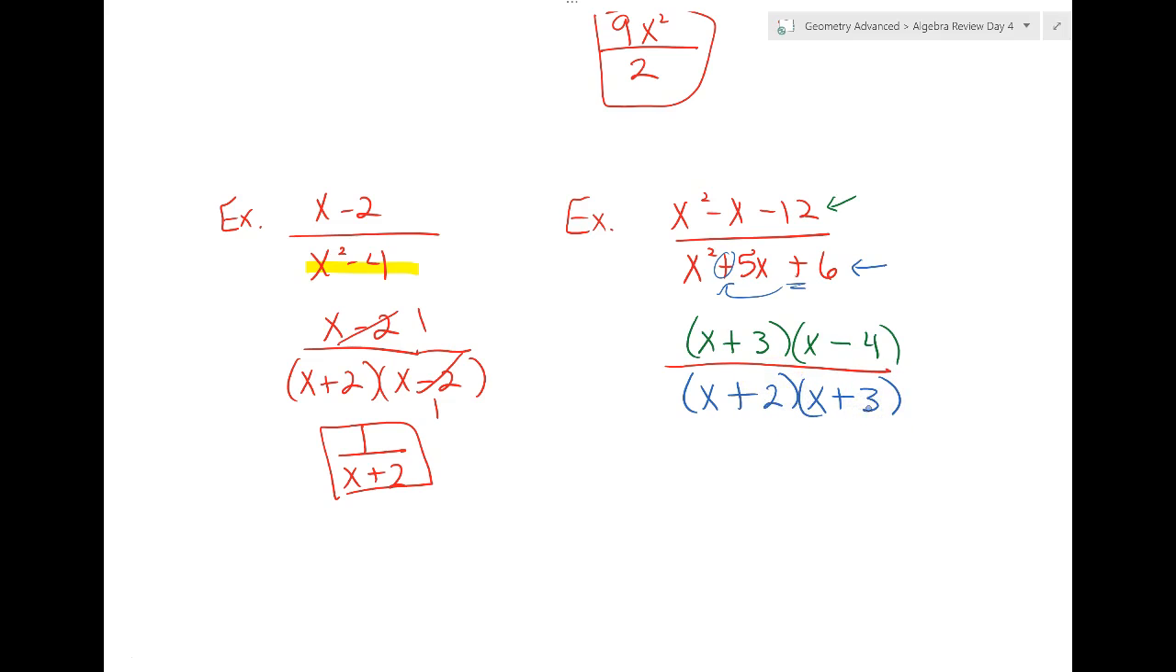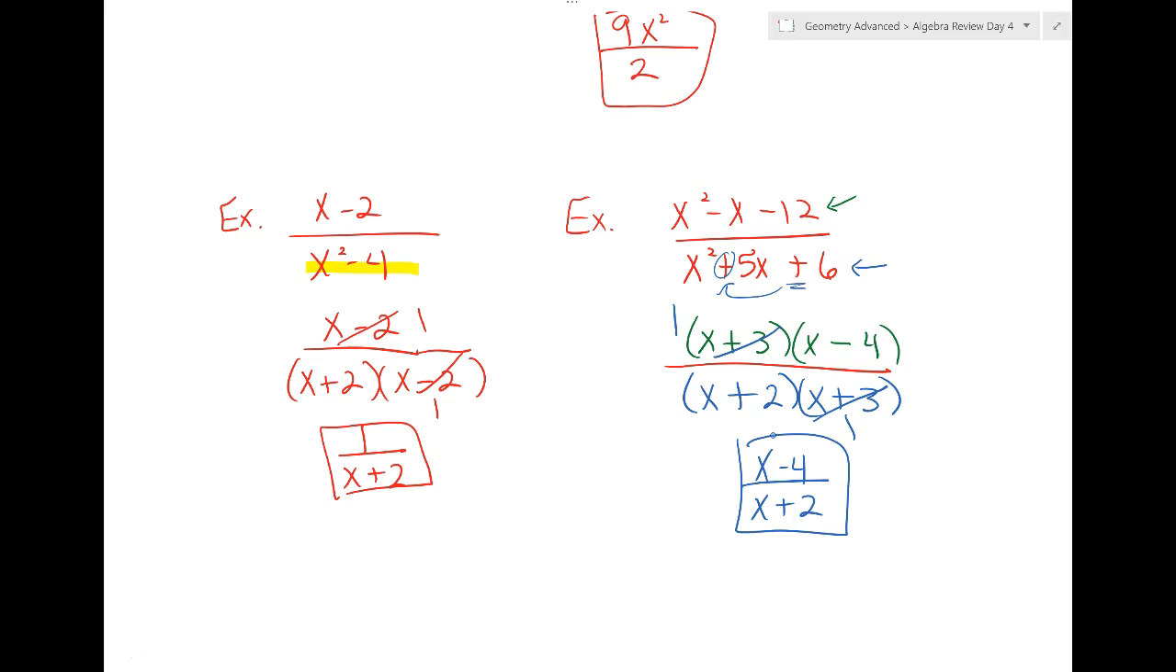Now, do you see anything that's the same in the numerator and the denominator? Yeah, they're both the x plus 3's. I simplify them out for 1. So what's left then? Then you get x minus 4 over x plus 2. Do not simplify the x's or the 4 and the 2. There's an addition or subtraction sign in there. You cannot do that. If there was a multiplication sign there, that would be something totally different.